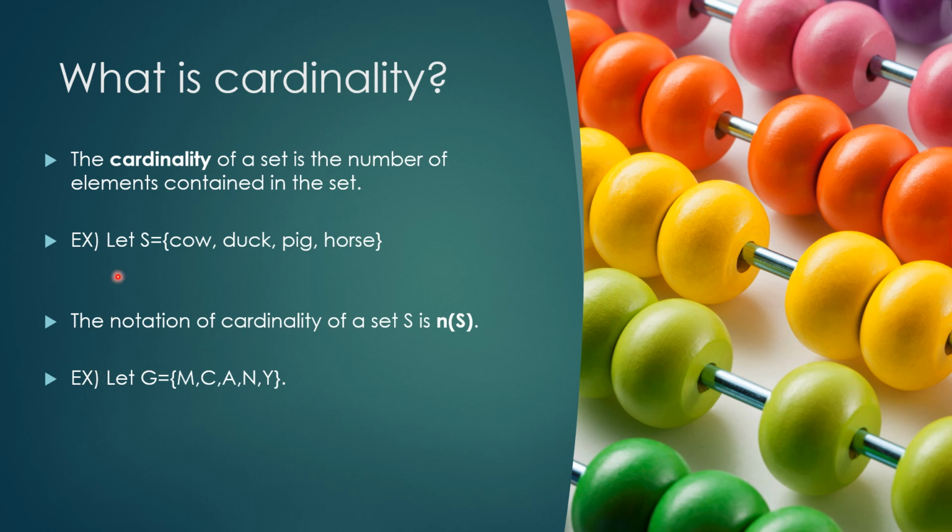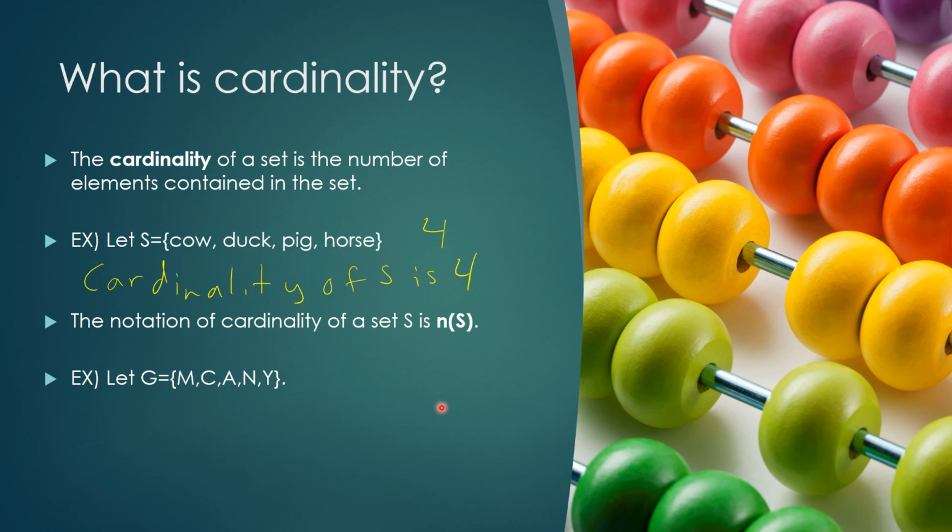So for example, let's say we have set S, and it has cow, duck, pig, and horse. The cardinality of that set is going to be the total number of elements in the set. The elements are cow, duck, pig, and horse. How many elements is that? That is a total of 4 elements. So the cardinality of S is 4. If we want to denote this using mathematical symbols, we use n of set S.